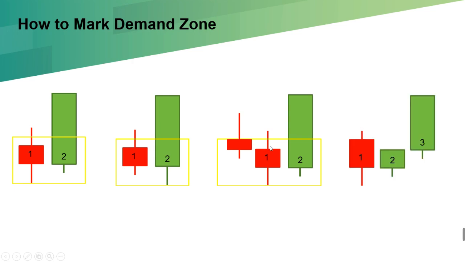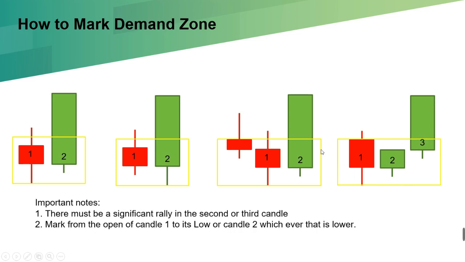So it's exactly the same with trading. The fourth type is the flip of the supply zone just now. So our demand zone will be over here. One candlestick is engulfed by two candlesticks over here, so this will be my demand zone. The important criterion is that there must be a significant rally in the second or third candle. Then mark from the open of the first candle. So this two is a bit wrong, sorry for that. It's supposed to be over here. Or the candle, whichever is lower.